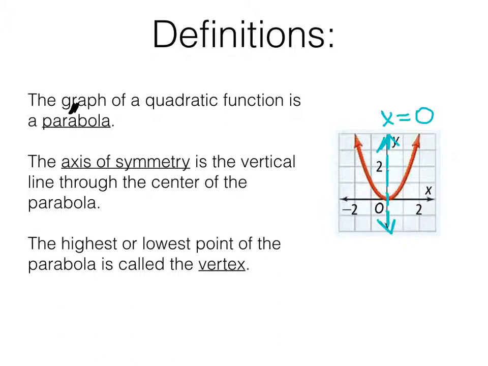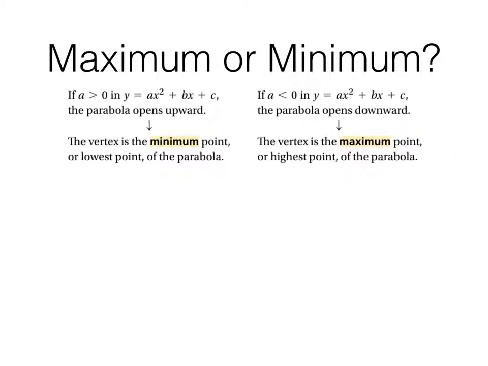The highest or lowest point of the parabola is called the vertex. So the vertex would be this point right here, which in this case is the origin, 0, 0. That's the turning point, you could say, of the parabola, or it's the highest or lowest point. Well, what makes it a highest point or a lowest point? Or a maximum or minimum? Maximum would be a highest point, minimum, again, lowest point.